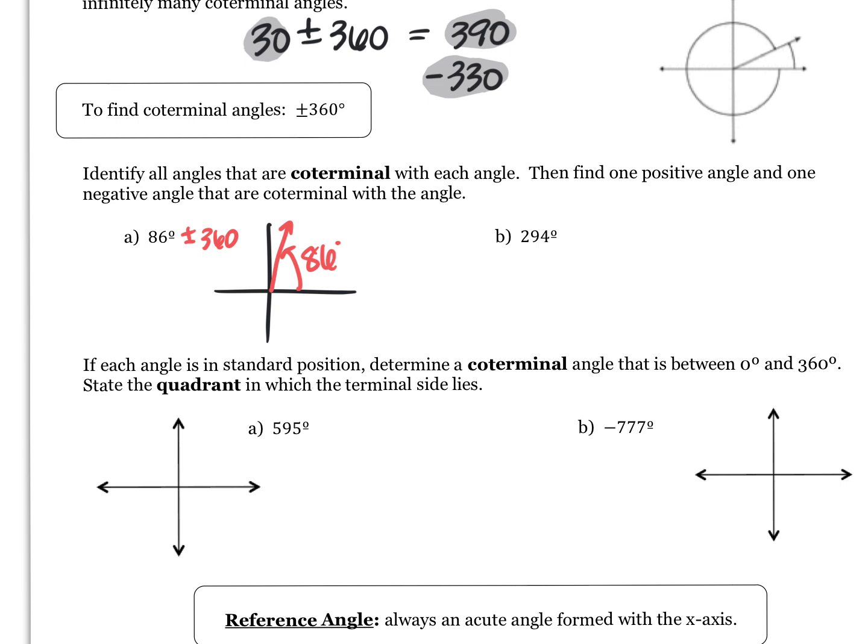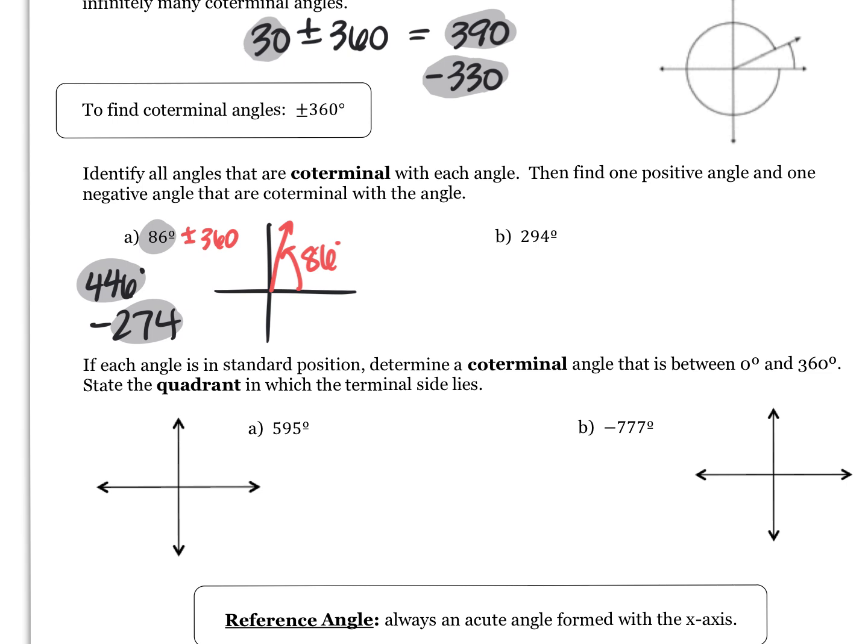Anyone have a positive for me? Albright, did you already get that positive? What'd you get, buddy? 406. So Albright, you're saying if I went 86 degrees and then I added 360 to it. Oh, wait. No. 446. Yeah, I got you. 446. I'm going to land at the same spot. I agree, buddy. Go ahead and do the subtraction one for me. What'd you get, Albright? Negative 274. Boom. I love it. All of these are going to get me to the exact same spot.